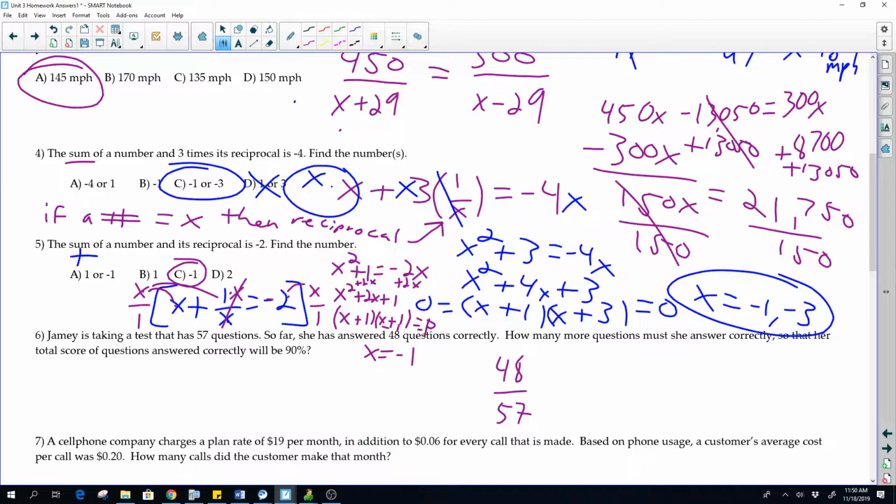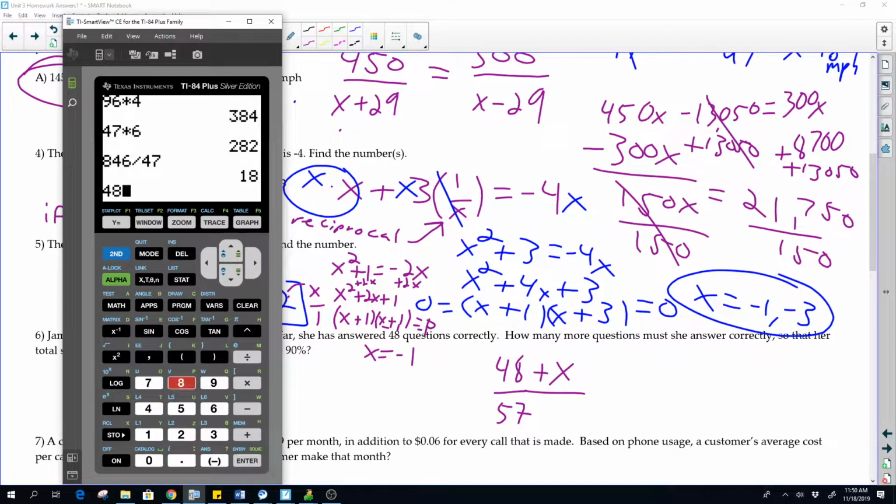How many more questions does Jamie need in order to get a 90% score? Right now, she has 48 divided by 57. So not quite. She's got 84%. How many more does she need to get right?